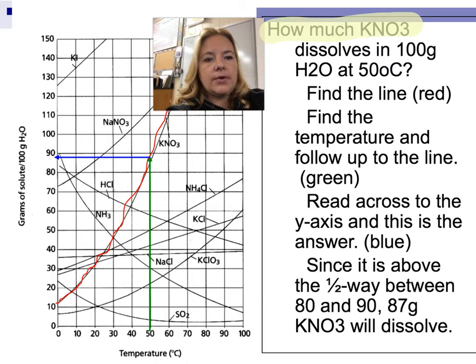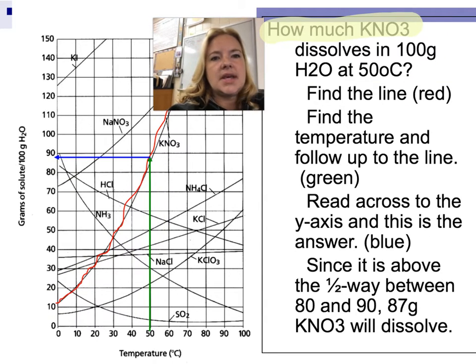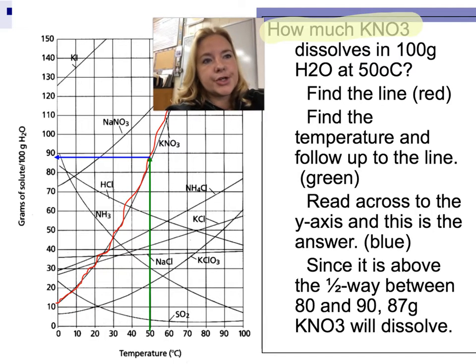Then go to the temperature that I am interested in. I want to know about 50 degrees. So I go up to the line, and then I go across to see how many grams would be able to dissolve. It ends up being about 87 grams will dissolve at that particular temperature if I have 100 milliliters or 100 grams of water.